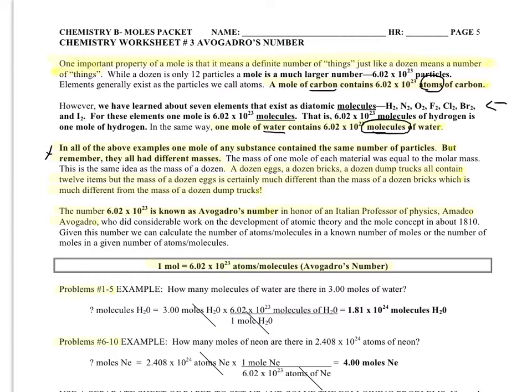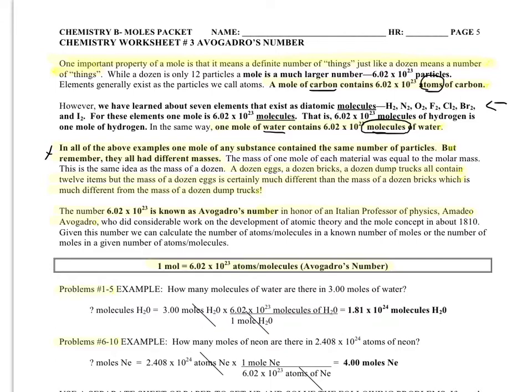So think back to our comparison to the term a dozen, right? You have a dozen eggs and a dozen dump trucks. So you have the same number of eggs as dump trucks, but they certainly don't weigh the same amount, right? You should all be able to tell me that a dozen dump trucks weighs a whole lot more than a dozen eggs. Okay, so you have the same number of them, but you don't necessarily have the same weight or the same mass of them.